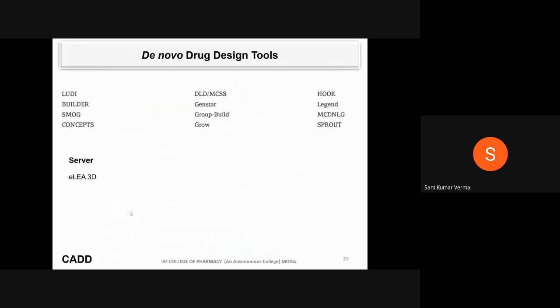These are the tools to perform de novo drug design: LUDI, LeapFrog, Hook, Builder, Genstar, LigBuilder, and a free server is available, Elian 3D, where we can design novel molecules within the active pocket of the target.